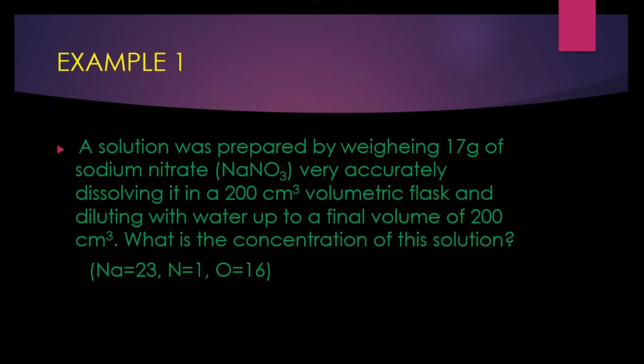Example 1. A solution was prepared by weighing 17 grams of sodium nitrate very accurately, dissolving it in a 200 cubic centimeter volumetric flask and diluting with water up to a final volume of 200 cubic centimeter. What is the concentration of this solution? They are asking us to find the concentration of the solution.